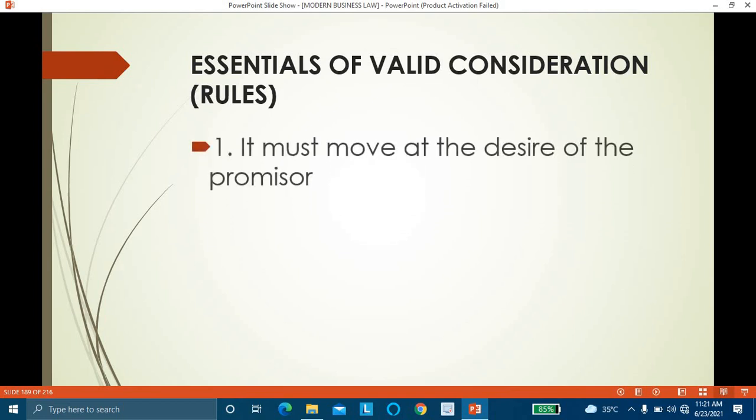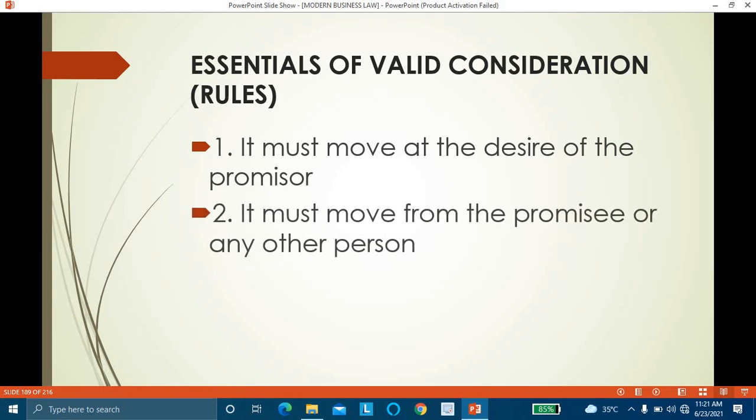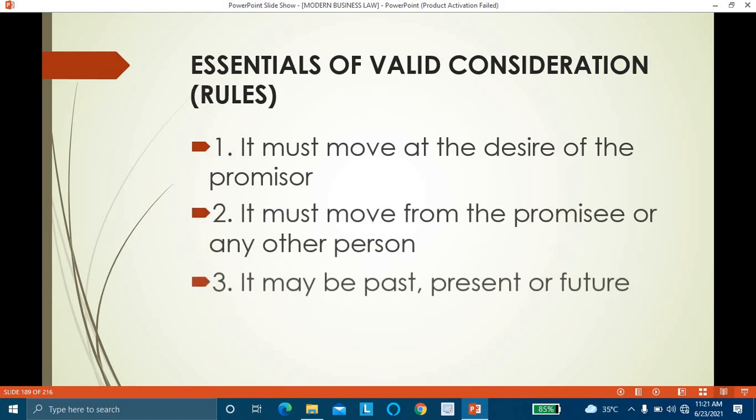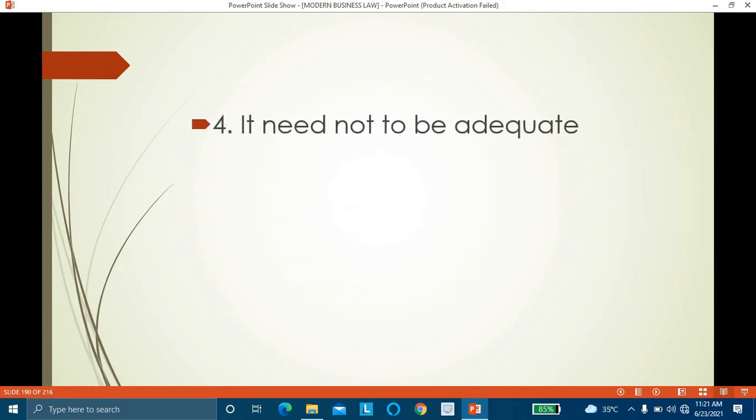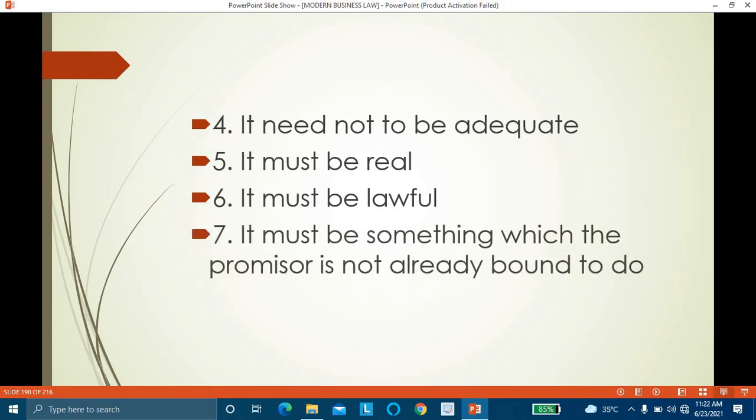Consideration, same first point which was there in the definition: it must move at the desire of the promisor. It must move from the promisee or any other person. It may be past, present or future. It need not be adequate. It must be real. It must be lawful. It must be something which the promisor is not already bound to do. So these are the 7 essentials of a valid consideration. One by one we are going to discuss these points in detail.